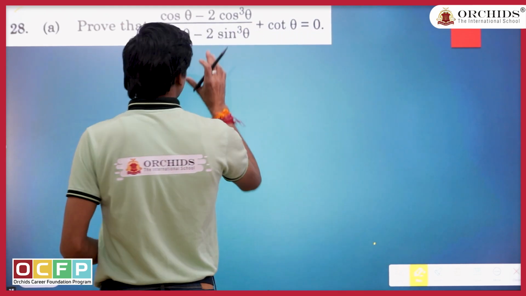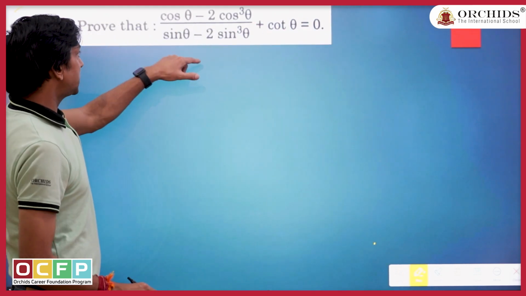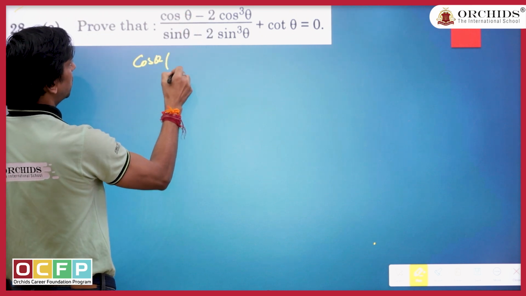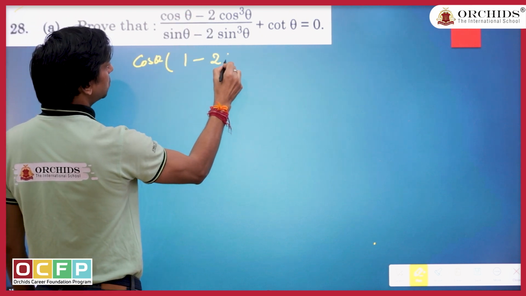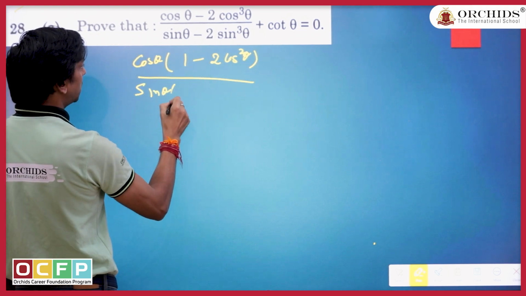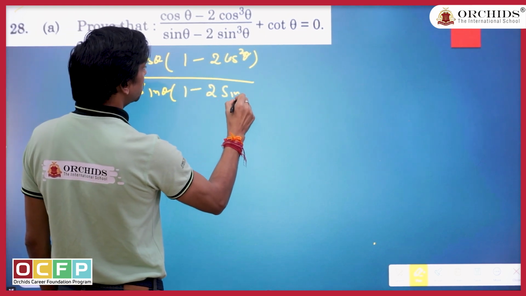We have to prove that this expression is equal to 0. As you can see, up and down, cos theta is common. First of all, let's take cos theta common from the numerator. What is left inside? 1 minus 2 cos square theta. And in the denominator I will take sin theta common. So what is left inside? 1 minus 2 sin square theta.